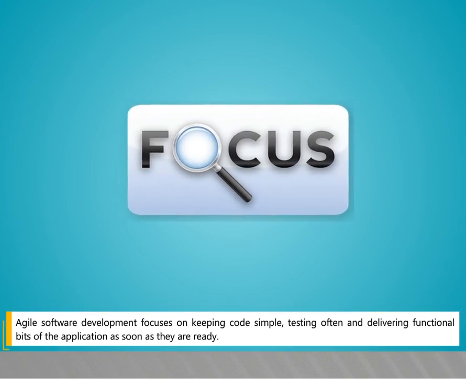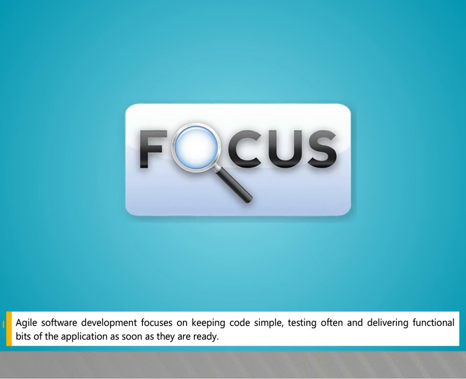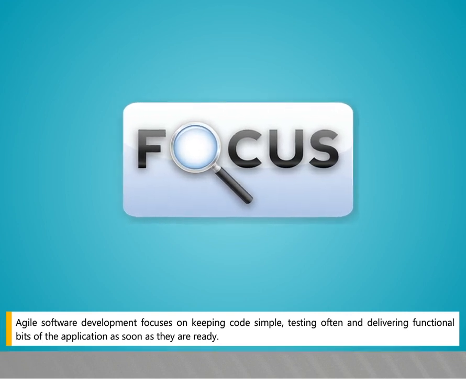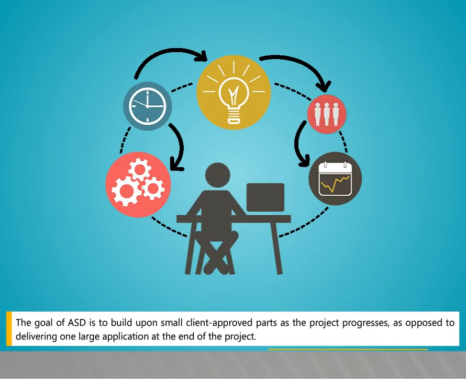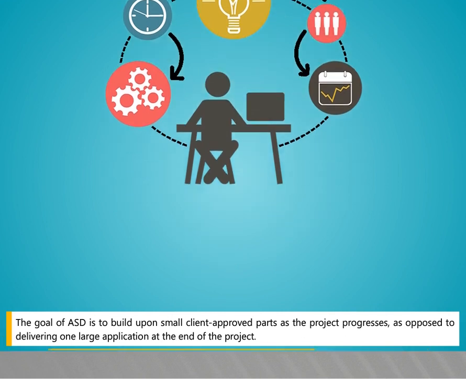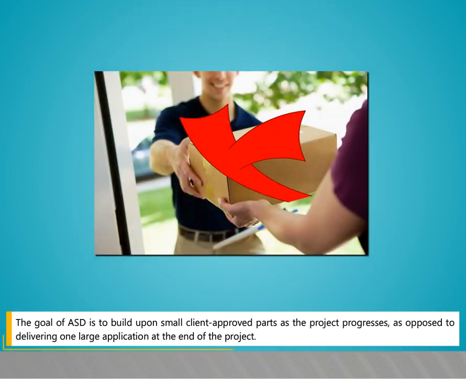Agile software development focuses on keeping code simple, testing often, and delivering functional bits of the application as soon as they are ready. The goal of ASD is to build upon small client-approved parts as the project progresses, as opposed to delivering one large application at the end of the project.